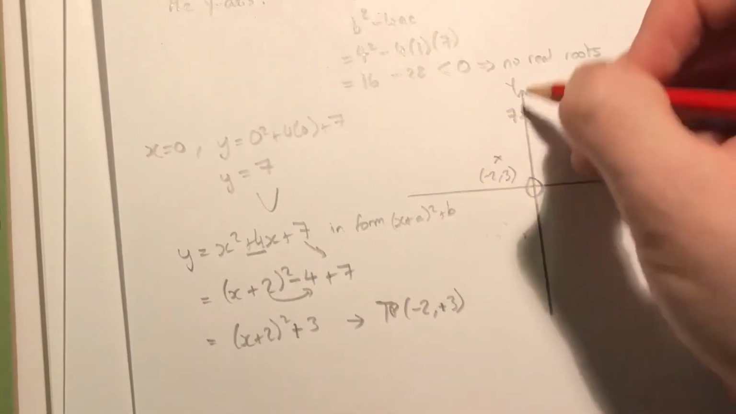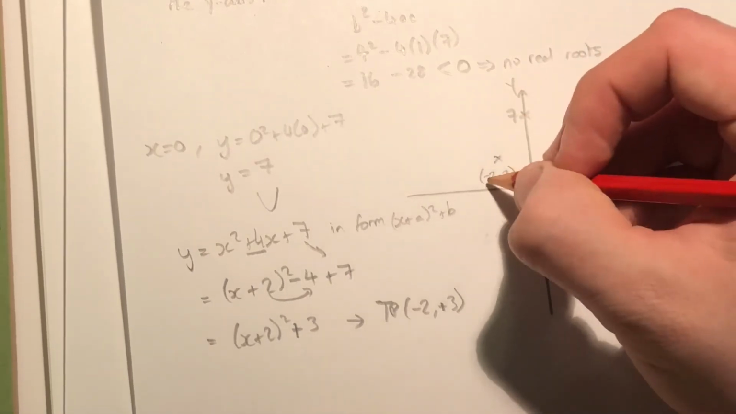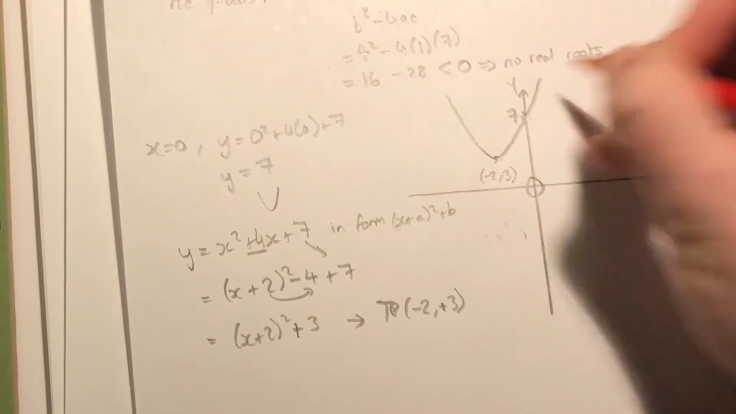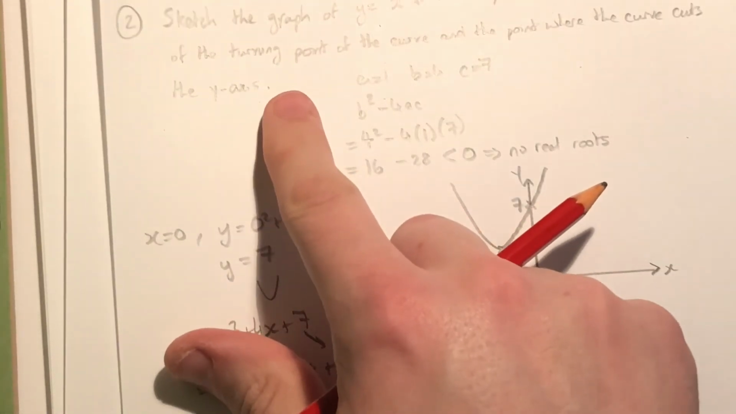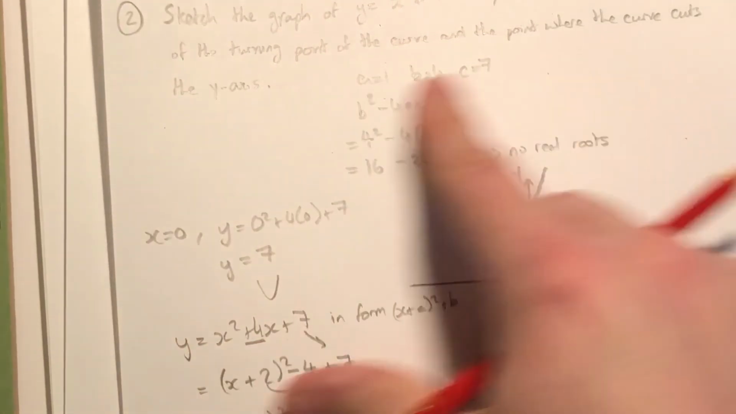So otherwise it was going to end up with 2 roots, and we don't want that to happen. It says here it can't have any roots. So there we go. Minus 2, 3. Sketch the graph in. Off it goes. And that's us. Because we've now stated the equation. So the coordinates of the turning point and the point where it cuts the y-axis.